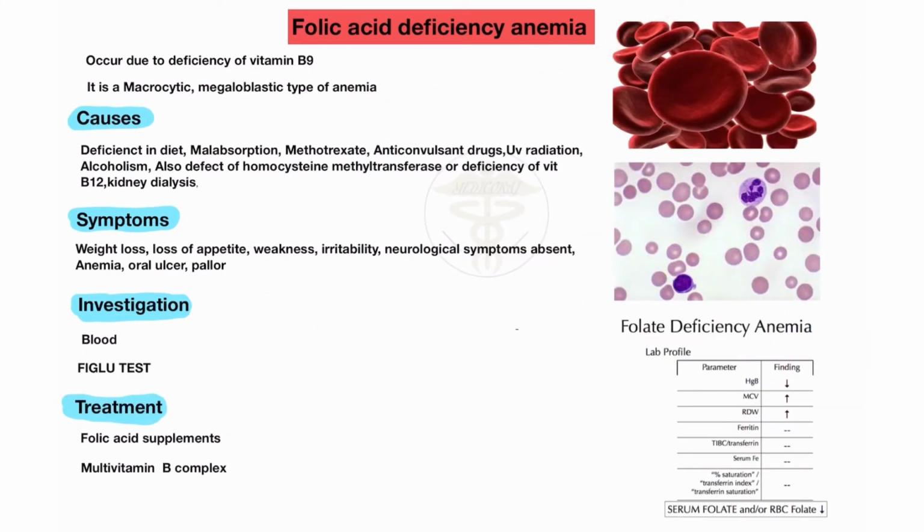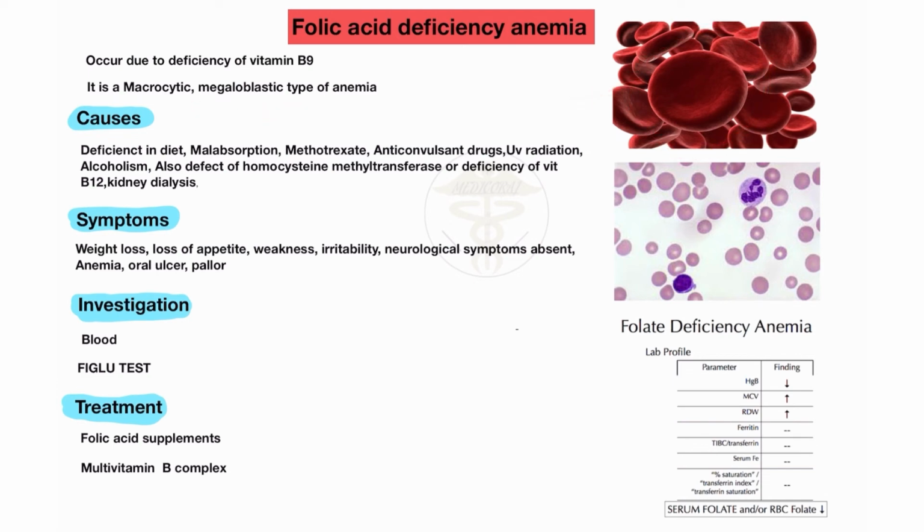This mostly occurs due to the deficiency of vitamin B9, meaning folate deficiency. Vitamin B9 deficiency causes folic acid deficiency anemia. It is a macrocytic and megaloblastic type of anemia. I already discussed that iron deficiency anemia is a microcytic type of anemia, but folic acid deficiency anemia is macrocytic or megaloblastic, meaning the RBC size increases beyond normal. Here you will see the increase of RBC size. So this is a macrocytic or megaloblastic type of anemia.